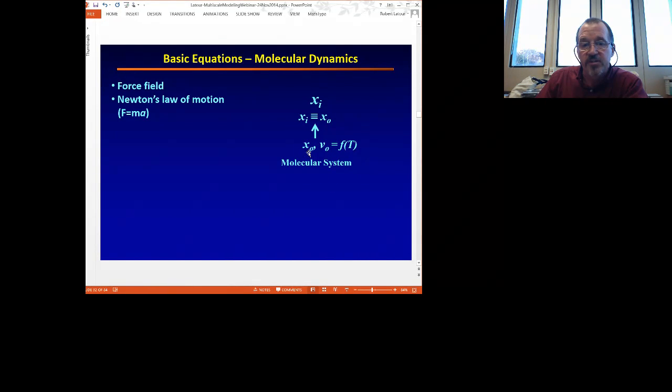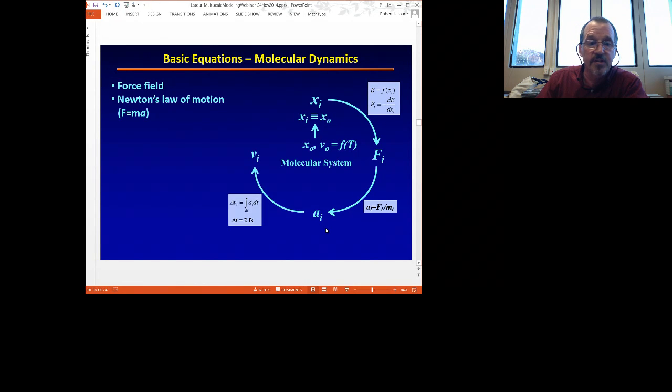We'll start with initial positions and velocities, which is a function of the temperature of your system. Once we have these initial positions set, we plug them into our force field equation to get the forces acting on our atoms. Then the forces are divided by the masses, which gives you the accelerations of the atoms. That's integrated over a time step, typically 2 femtoseconds, to follow the atomic motion, which gives you new velocities of your system. That's integrated over your time step to give you new positions of your atoms. So that's one cycle of your MD simulation.